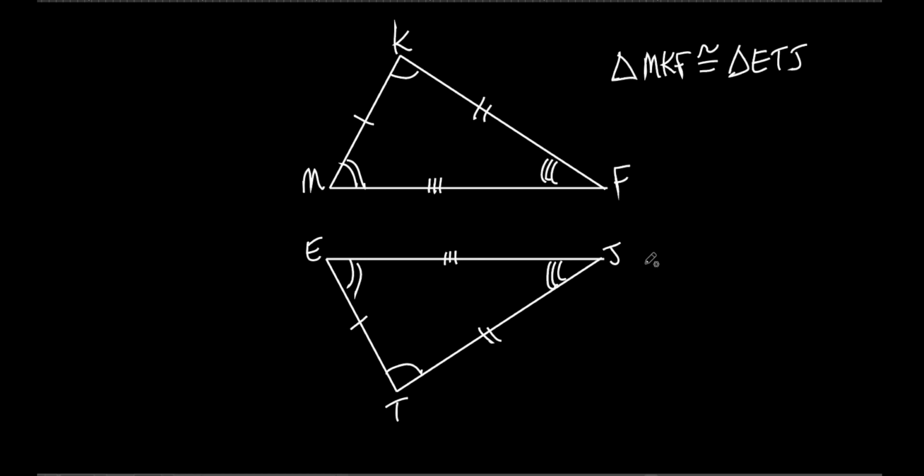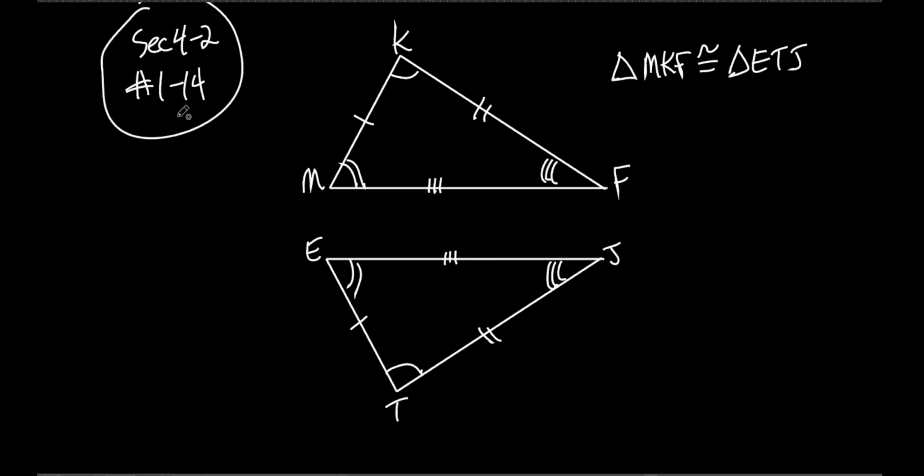So what did I give you to do? 1 to 14? So do as many as you can, all right? So 1 to 14, and it's section 4.2. And then you just find the page. Just look for section 4.2. Look for 1 to 14. Okay, do as many of them as you can, all right? There might be a couple at the end you might not be able to do, but do as much as you can.